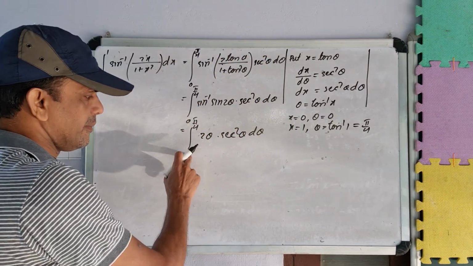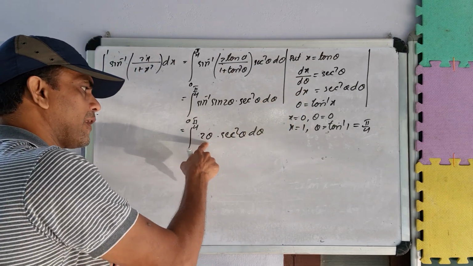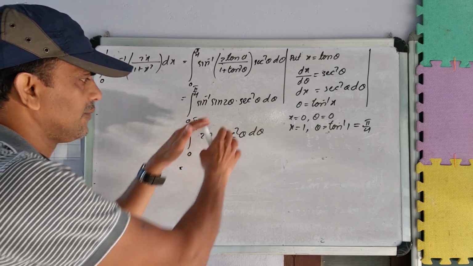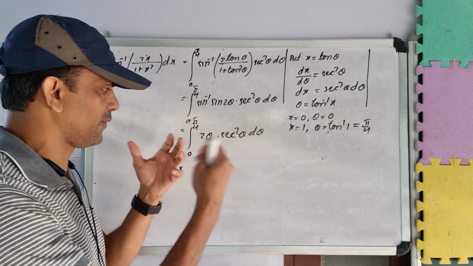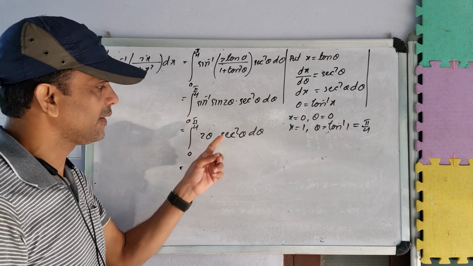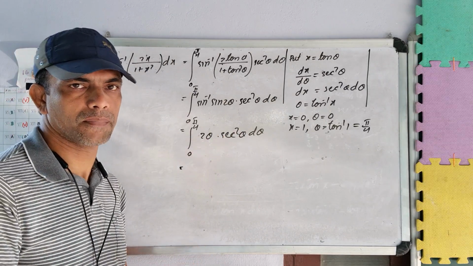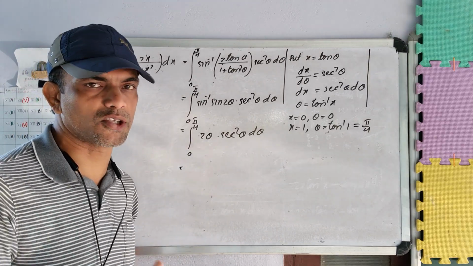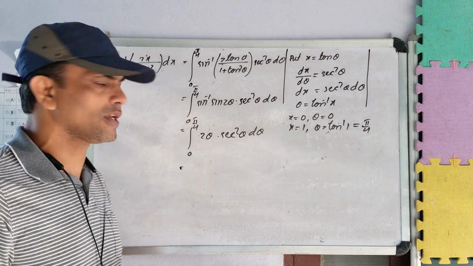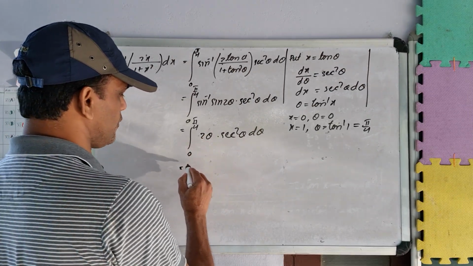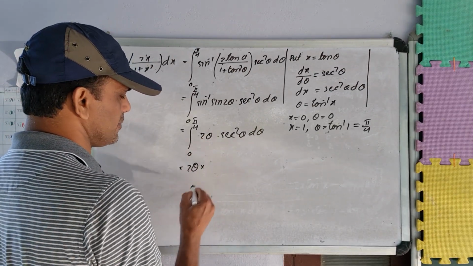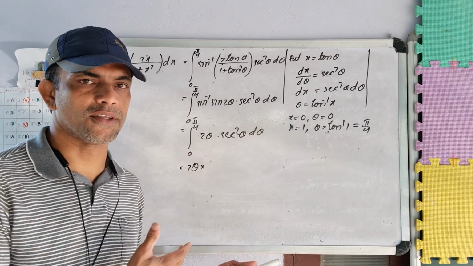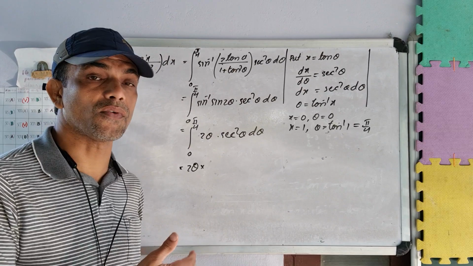Now see, the limits are in theta. Now we apply integration by parts here. There are two functions, a product of two different functions. 2 theta is the first one, and sec squared theta is the second one, where 2 theta is an algebraic function and sec squared theta is a trigonometric function. So we apply by parts, and the first one must be 2 theta, times the integral of sec squared theta. What is the function whose derivative is sec squared theta? It is the derivative of tan theta.